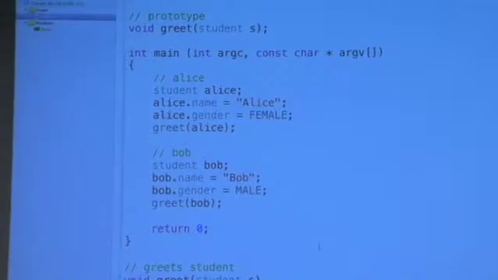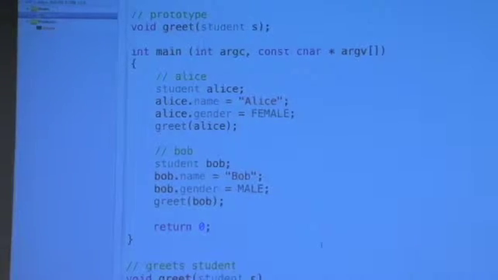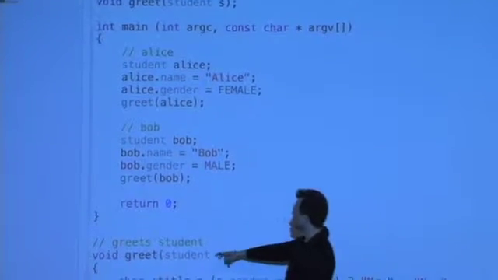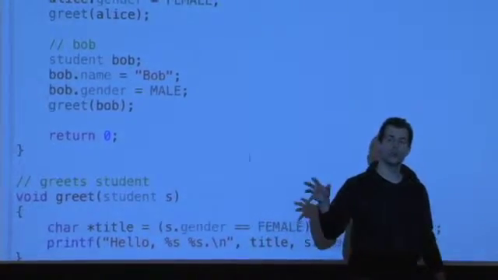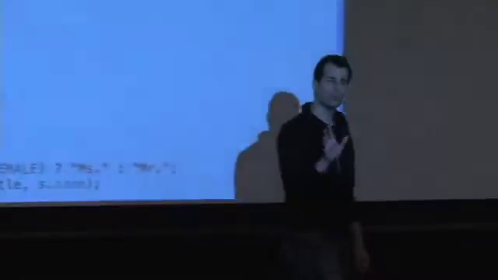So what is greet doing for us? Well, greet is apparently taking a student structure as its argument. As an aside, for the learned in C, I could have been passing this by pointer if I wanted to, but I wanted to keep it simple. I'm just passing a copy of the student in, even though it's a little more inefficient.